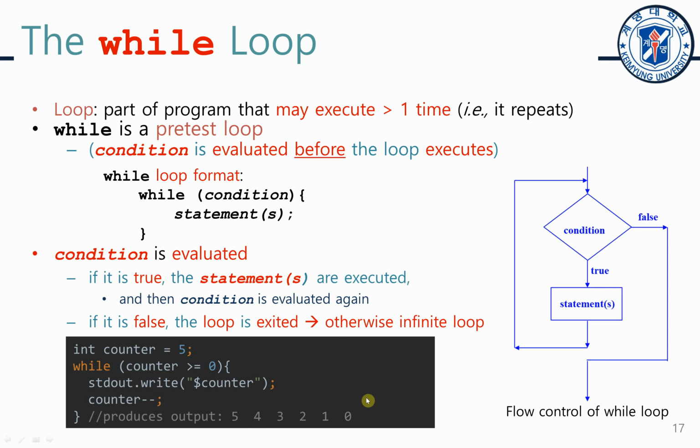And then finally, when counter is 0, 0 is greater than or equal to 0, right? So it will print 0, and then it will decrement counter, which will make it -1. When it becomes -1, -1 is not greater than or equal to 0. So this loop will stop executing, and it will be exited. This is one of the reasons why we have to know decrement statements, so that we can use them together with looping control.